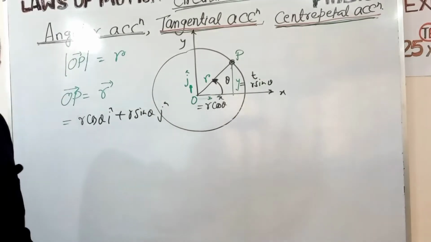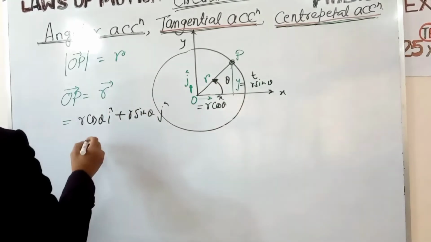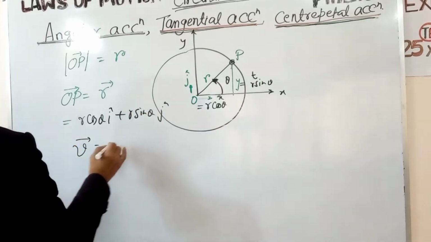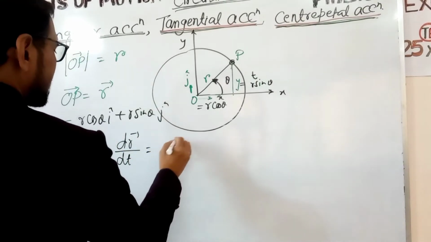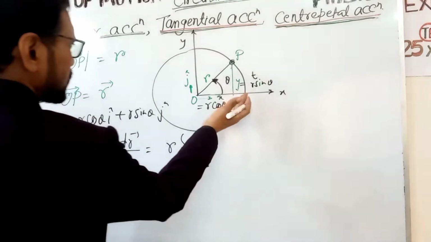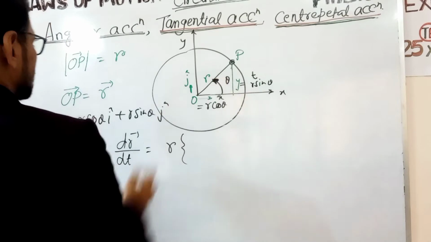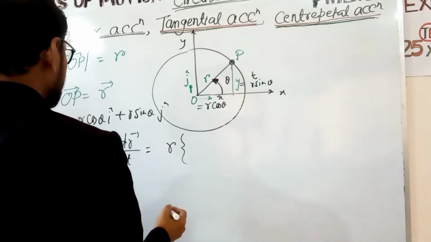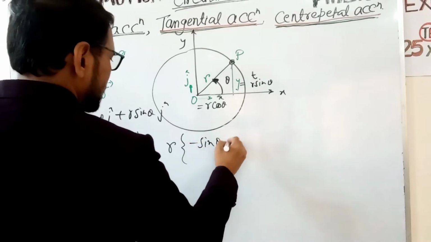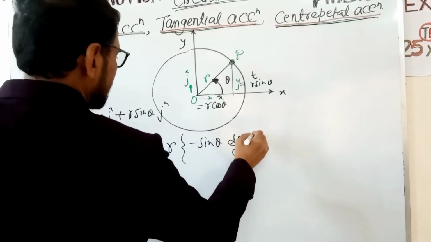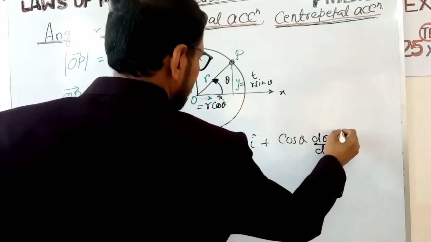Now if we differentiate this with respect to t, then we get the velocity. So velocity equal to dr by dt. Here r is constant, theta is variable because the body rotates in a circular path, so its angle changes with time. The derivative of cos theta is minus sin theta d theta by dt i, plus cos theta d theta by dt j.